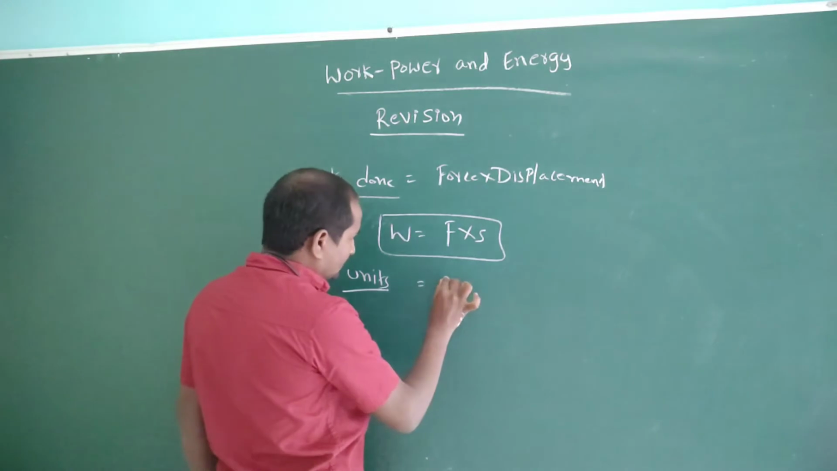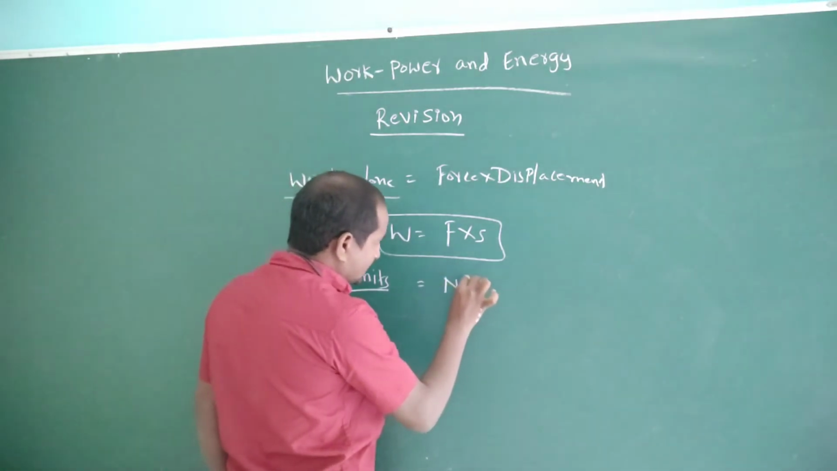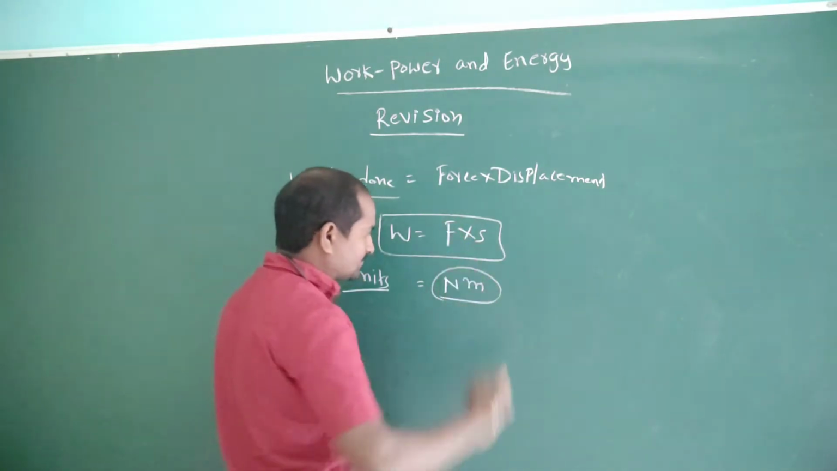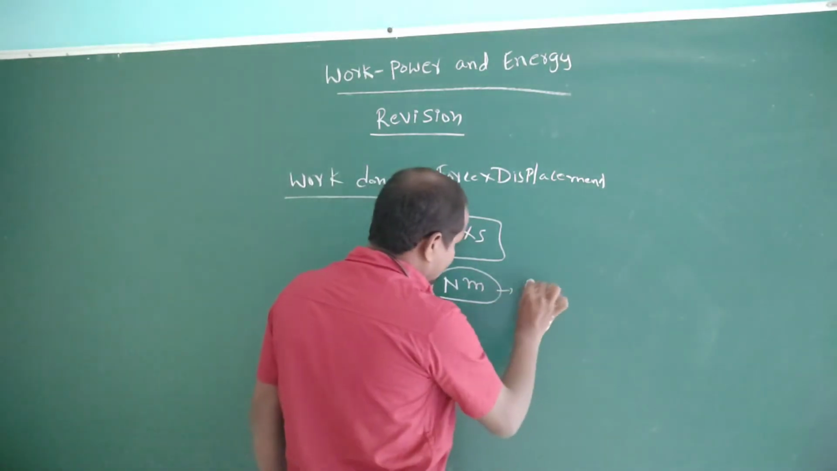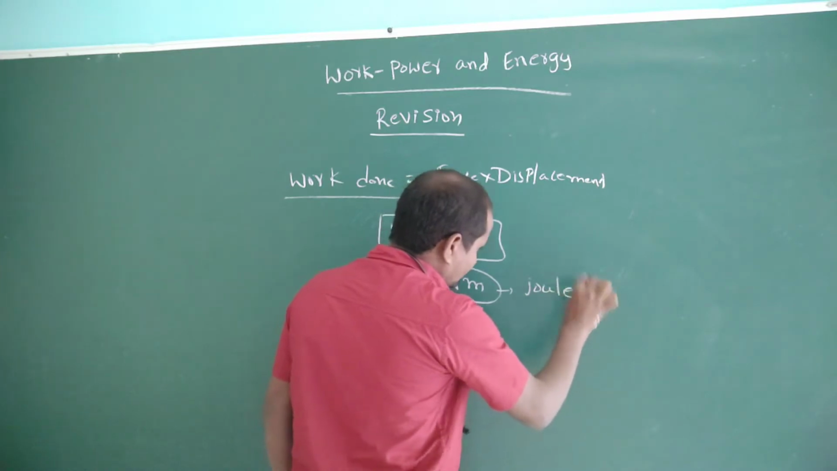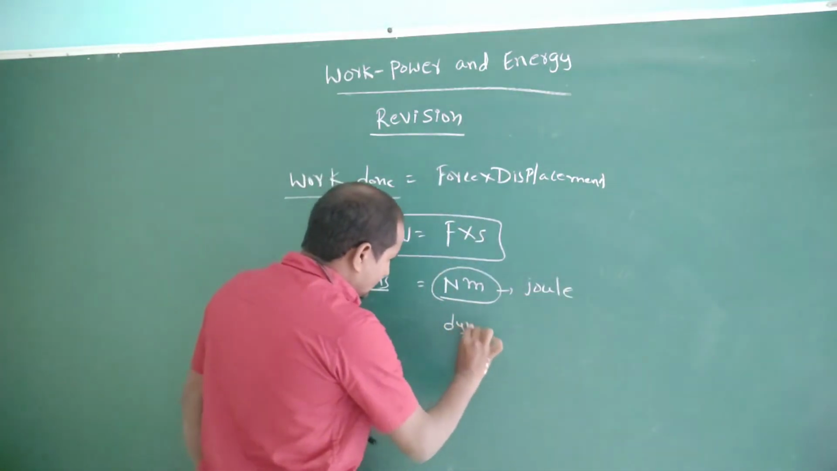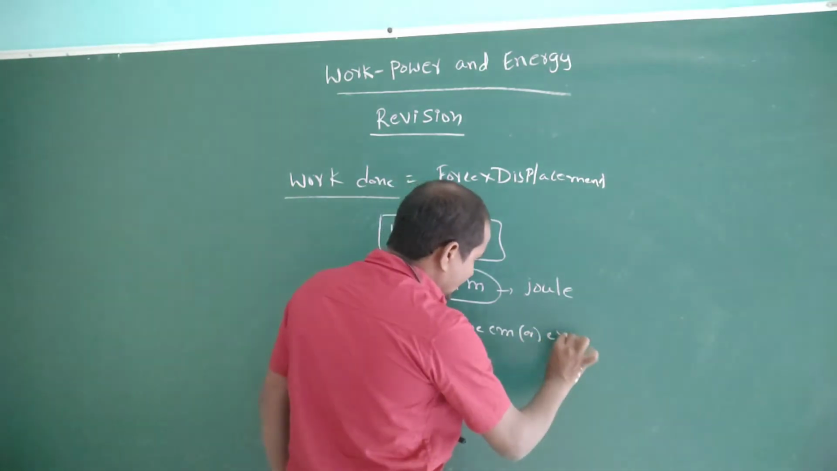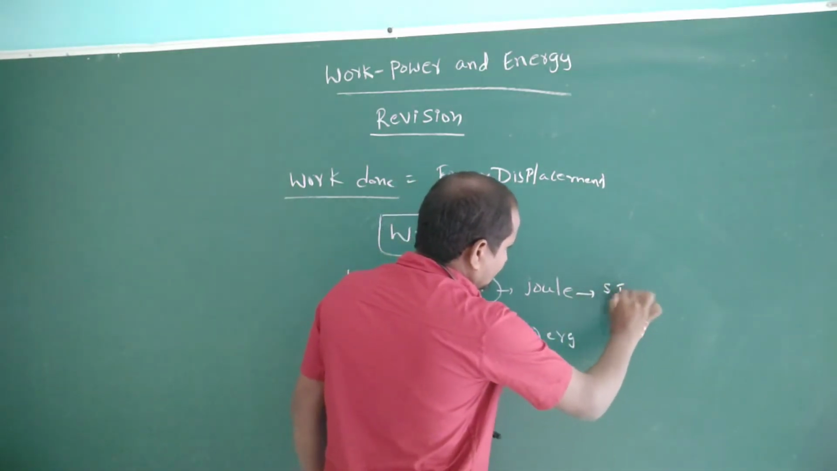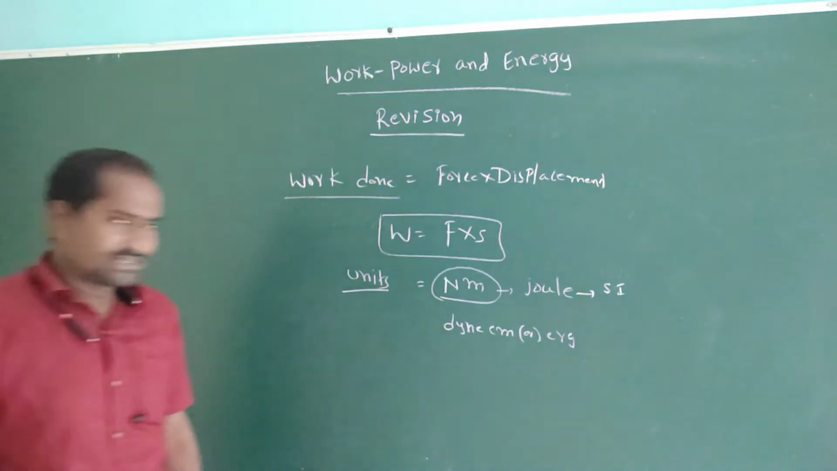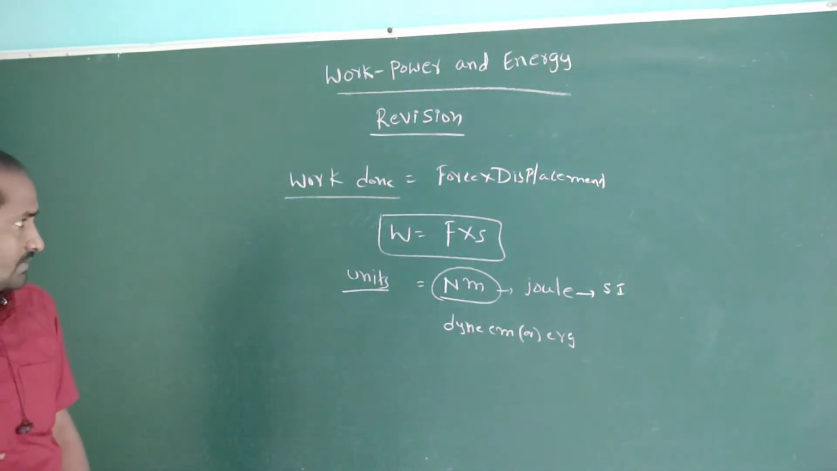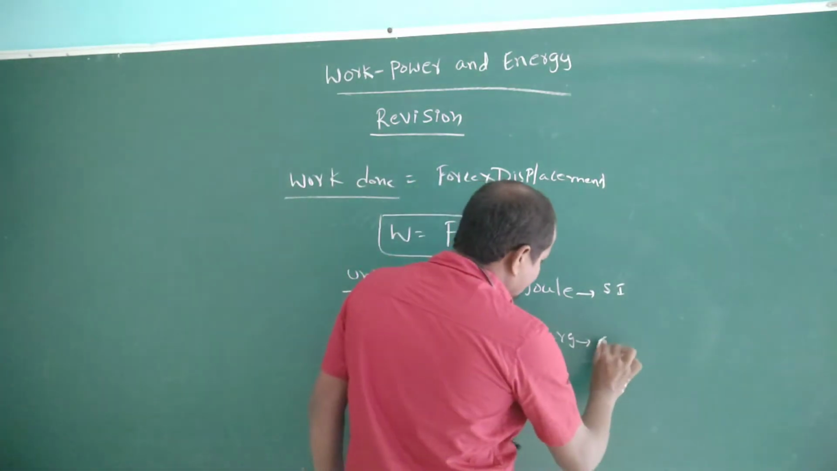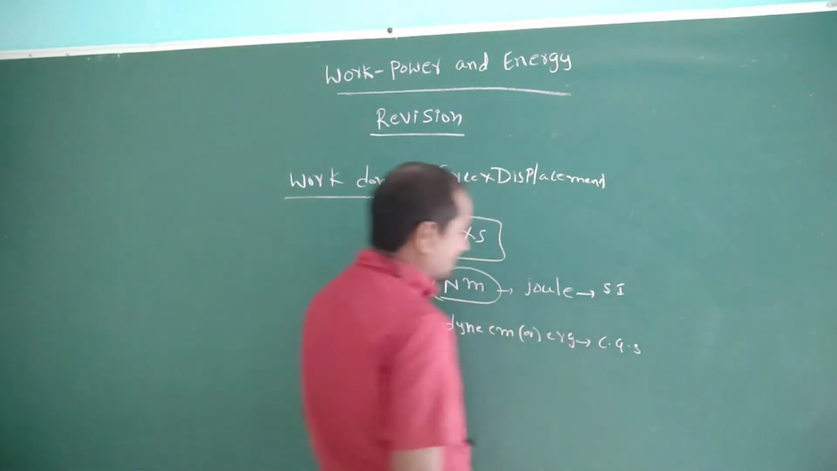Force is measured in newtons, displacement is measured in meters. Newton meter or joule is the SI unit of work done, and dyne centimeter or erg is the CGS unit of work done.